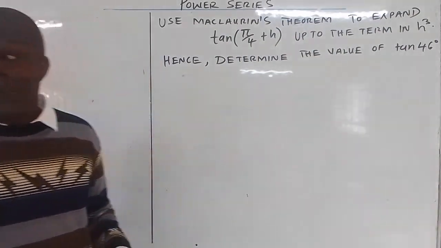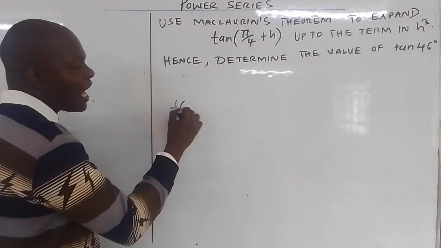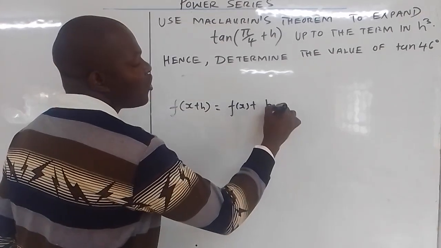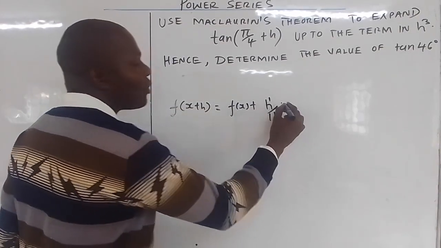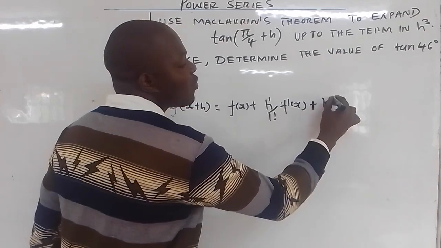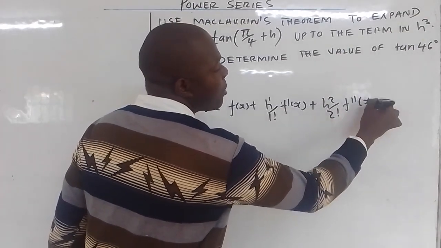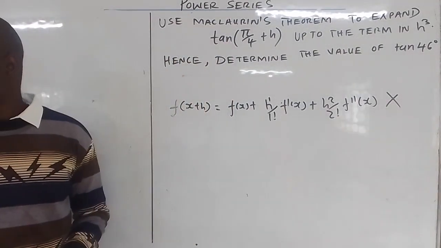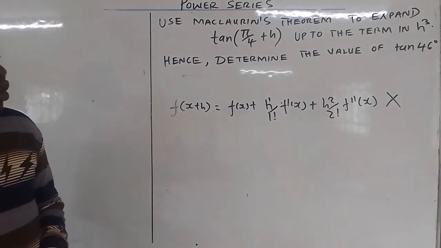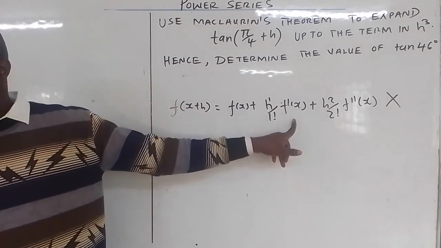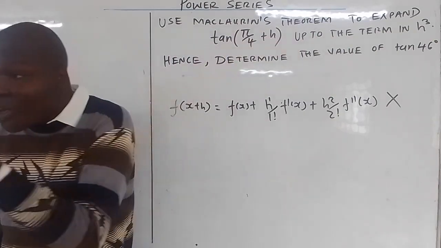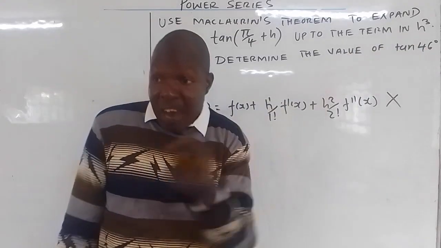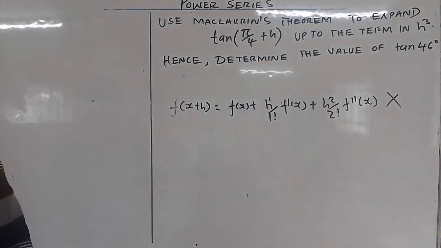So it is not a case of Taylor's theorem, whereby when you have f of x plus a, you start from f of x, then plus your h power 1 over 1 factorial, f prime of x, then plus your h squared over 2 factorial, f double prime of x. This is a Taylor series expansion of f of x plus h. Meaning Taylor series is what uses this, but we are dealing with Maclaurin's theorem. So in Maclaurin's theorem, it is no longer x plus h, it means h is the variable.